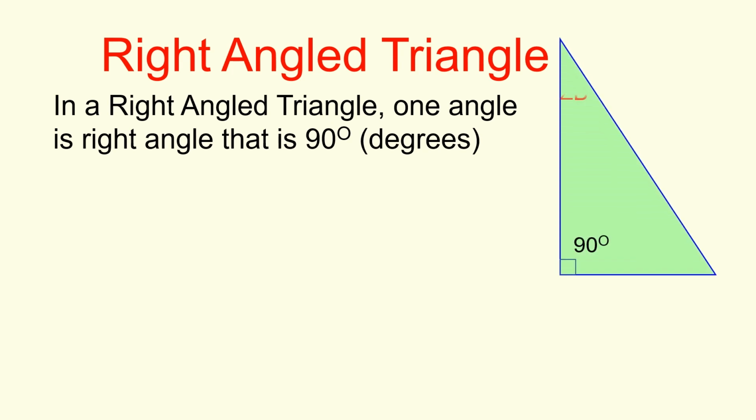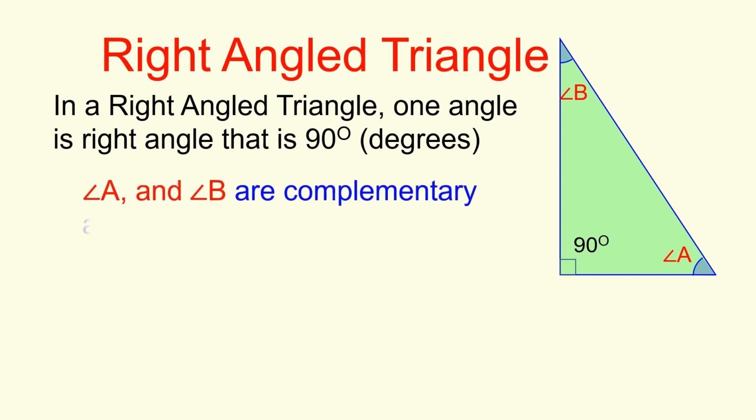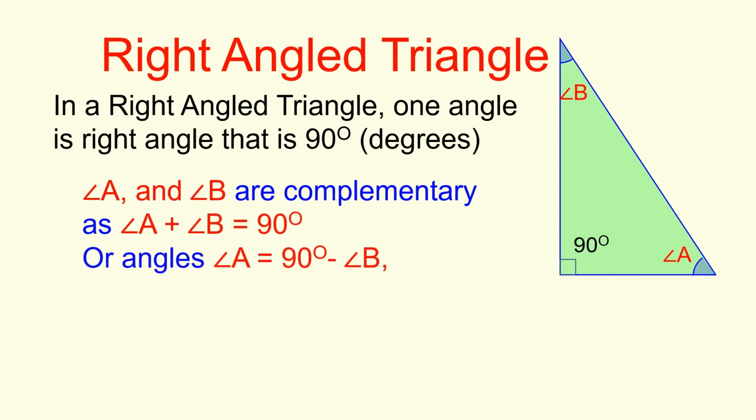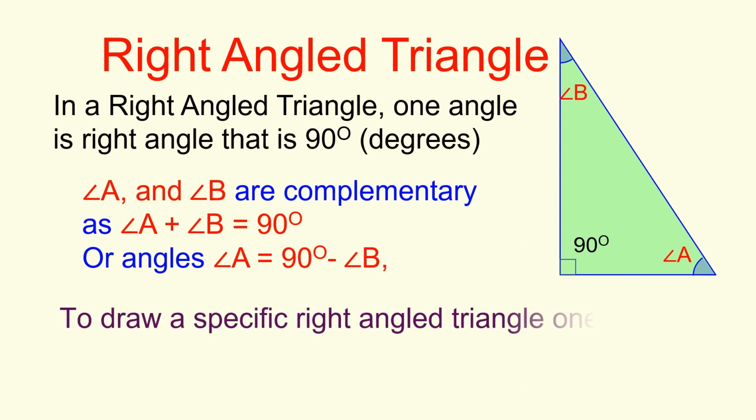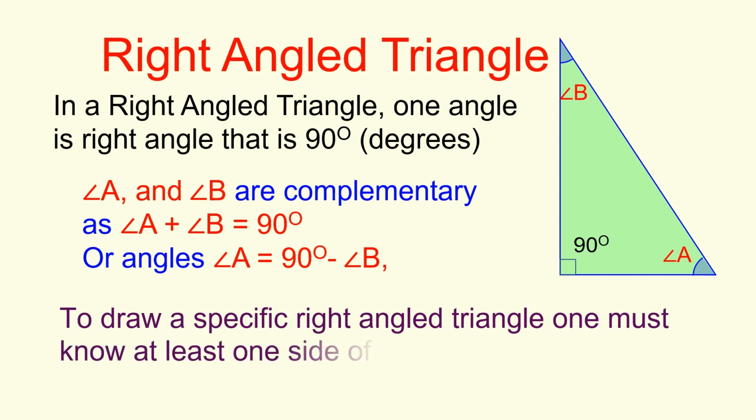Right-angled triangle. A right-angled triangle has one right angle, that is 90 degrees. Angle A and angle B are complementary, as angle A plus angle B equals 90 degrees, or angle A equals 90 minus angle B. To draw a specific right-angled triangle, one must know at least one side of the triangle, along with angle A.